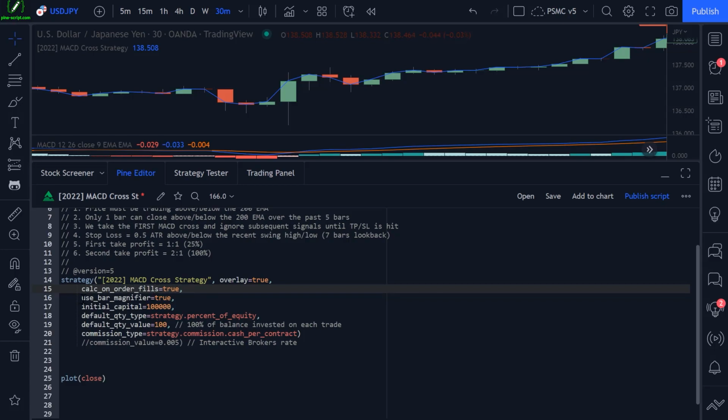The next thing I'm going to do is use the bar magnifier. This is optional, but I definitely highly encourage that you use it. If you haven't seen my previous videos explaining what this does, make sure to go and check them out. I'll leave links in the video description if I remember.